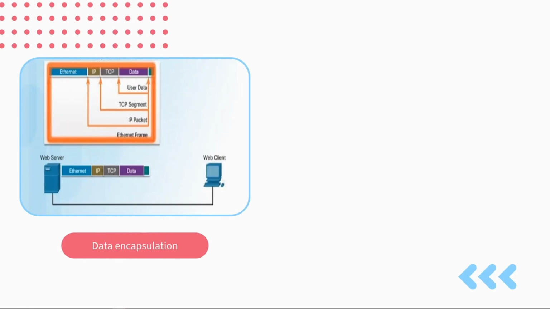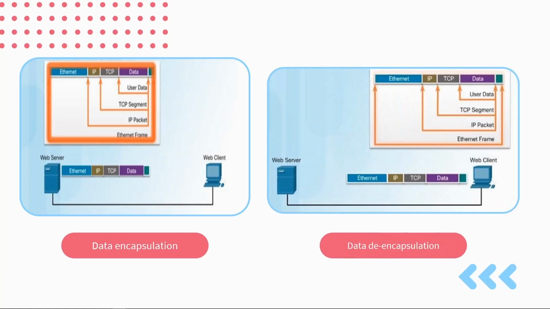A logical bit of data is altered to form a PDU, Protocol Data Unit, which comprises the user's data. An additional TCP segment is added to the PDU, followed by an IP packet segment, and lastly, an Ethernet frame to form a complete packet that is sent from web server to web client. Data de-encapsulation is the reverse of the encapsulation process, where the PDU, Protocol Data Unit, is removed one after the other to get the raw data.